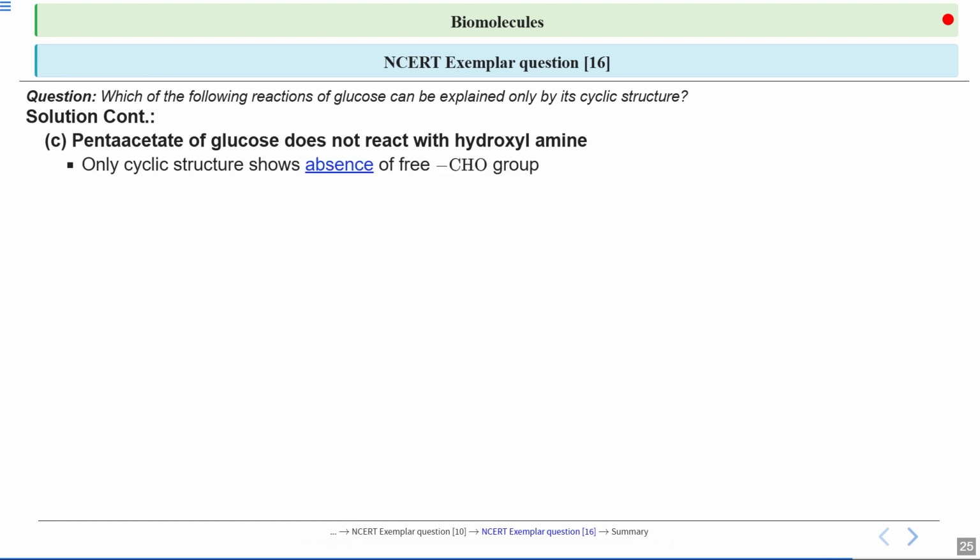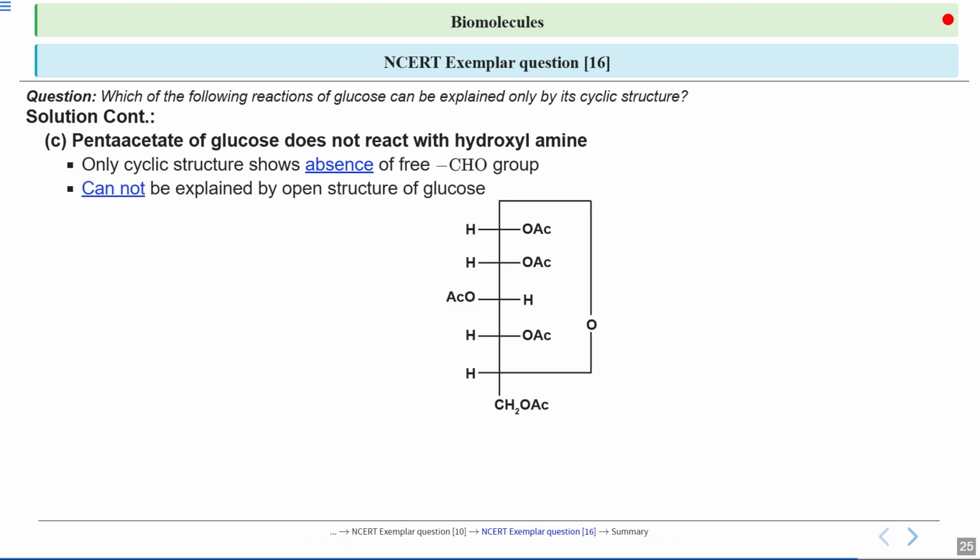Now if we talk about option C, that is, the pentacetate of glucose does not react with hydroxylamine. If you notice here, only the cyclic structure of glucose explains the absence of the free aldehyde group. In the open chain, this group is present and it would react, but in the cyclic form, it is not available for reaction with hydroxylamine. So this cannot be explained by the open structure of glucose. The lack of the reaction cannot be explained by the open structure of glucose.